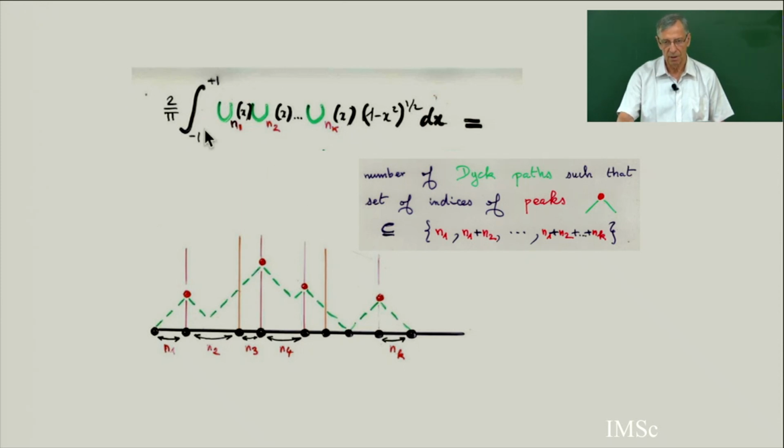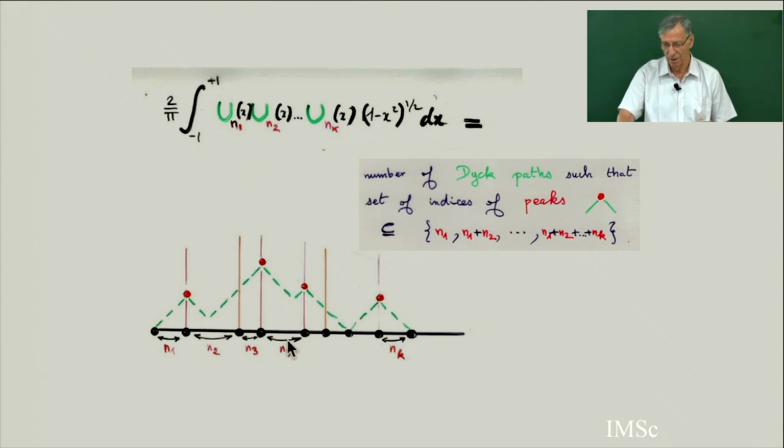So you have an integral with a certain measure, and I claim that this integral is explicitly equal to the number of such Dyck paths satisfying this condition. The peak, the red point, must be located on this vertical line. Vertical lines are given by the indices n1, n2, and so on. The distance between two consecutive vertical lines is exactly n index i.